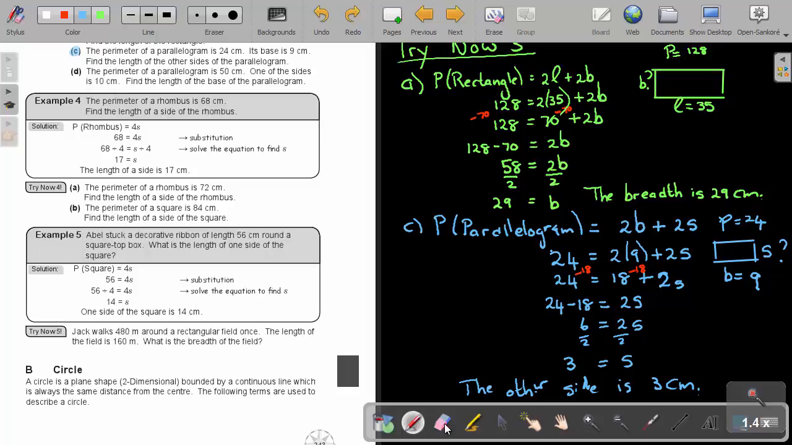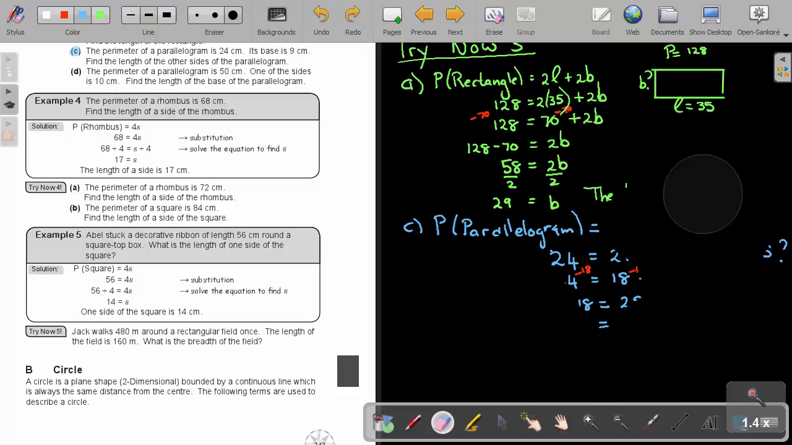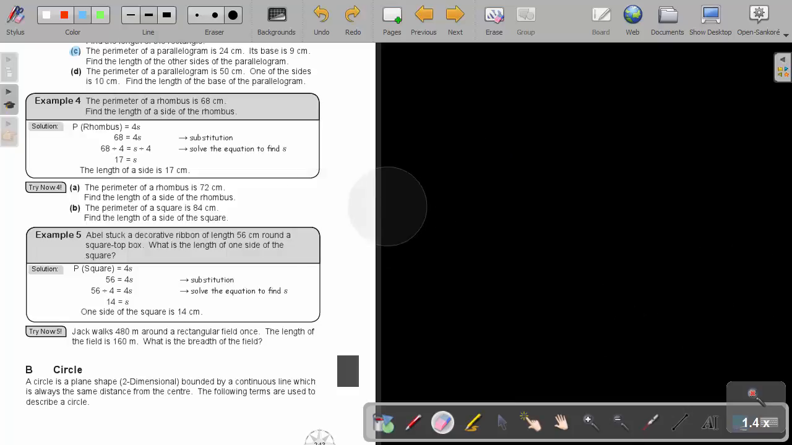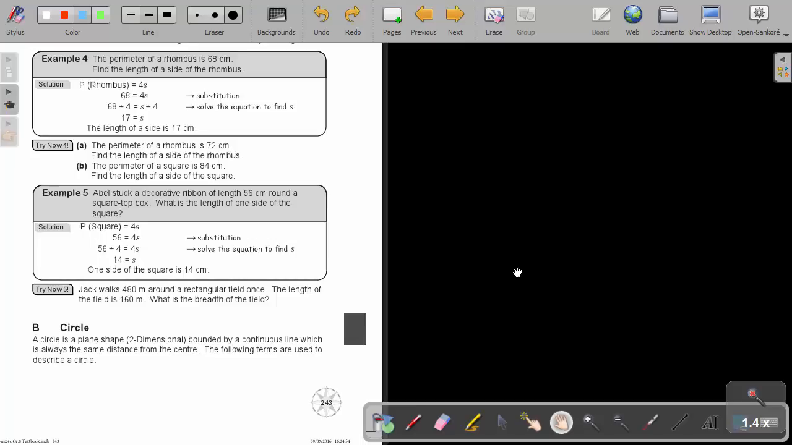Okay, let's look at the next one. I'm just going to clean this so that we are ready for the next one. Okay, so let's just move it up a little bit. We're going to continue. The perimeter of a rhombus is 68. Find the length of the side of the rhombus. So it's more or less the same. First write the formula. You can make a picture, substitute, and just solve the equation. And the length of the side is 17 centimeters.